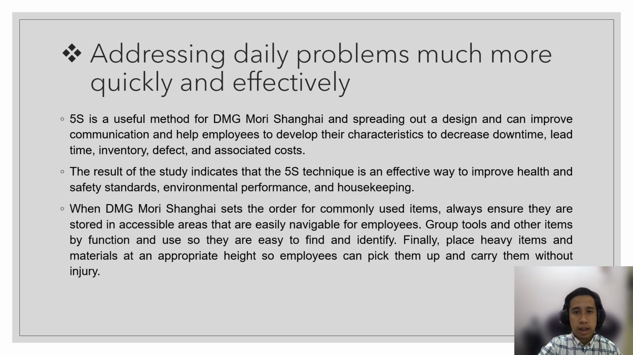When DMG Mori Shanghai sets the order for commonly used items, it always ensures they are stored in accessible areas that are easily navigable for employees. Group tools and other tools by function and use so they are easy to find and identify. Finally, place heavy items and materials at an appropriate height so employees can pick them up and carry them without injury.